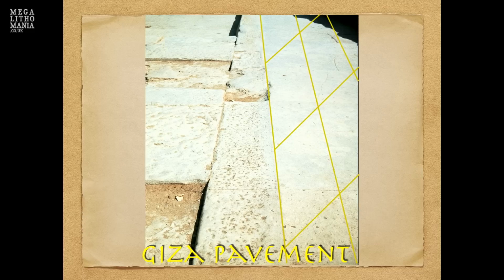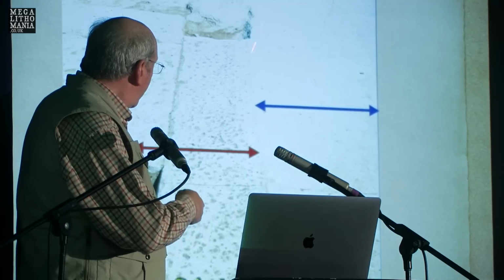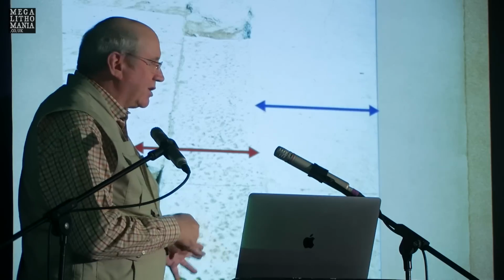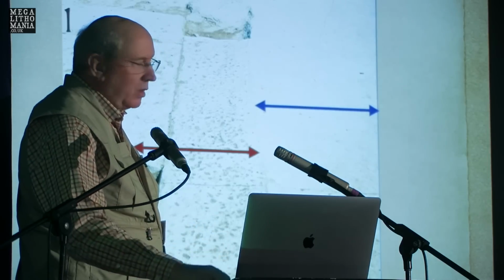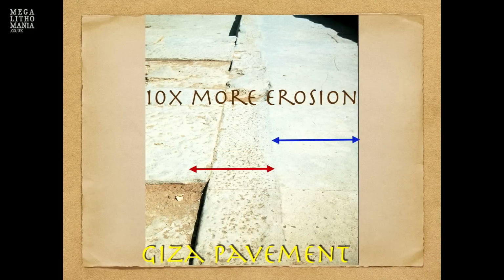And then, about 1,000 years ago, during the Muslim period, someone came along and stole all of the casing blocks. So now we can have erosion on both sides of this pavement. Remember, this pavement is just one block of stone. It's not two separate blocks. And so this dividing line is down one piece of stone. The thing is, with this dividing line, we get something like 10 times more erosion on the left side than we do on the right side.